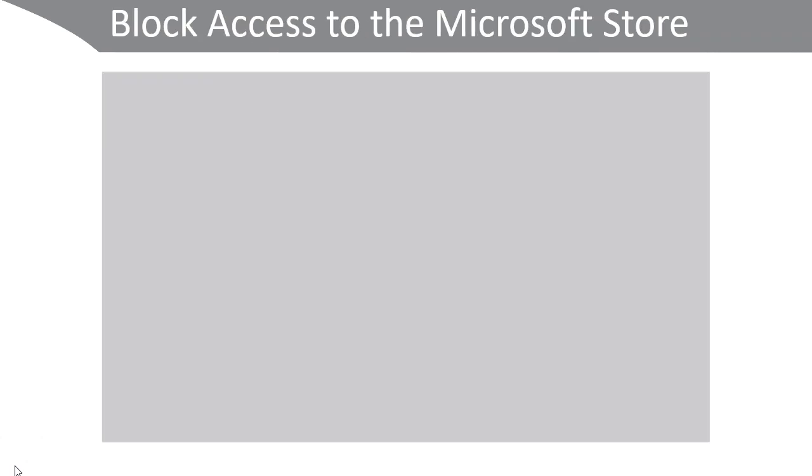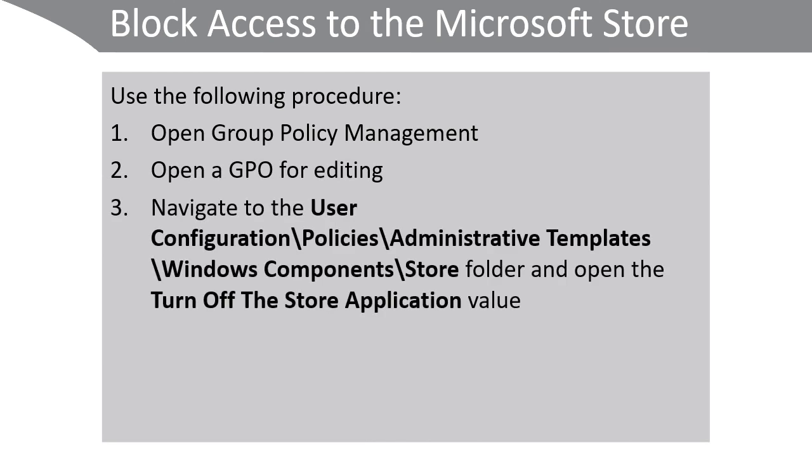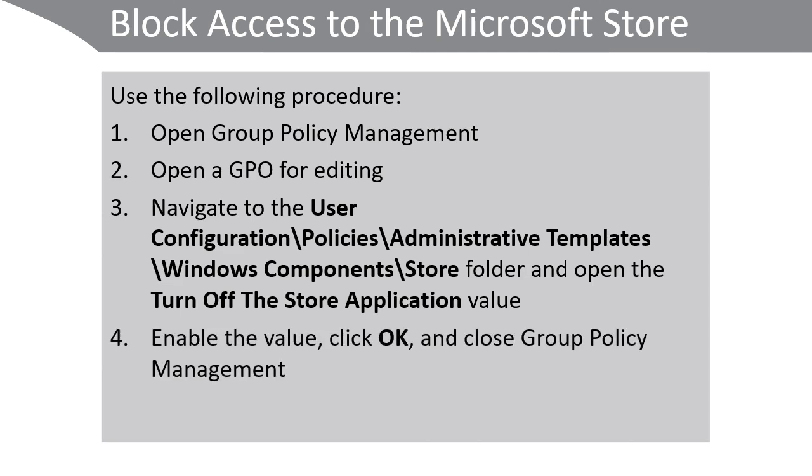Some organizations want to block access to the Microsoft Store. You can do that using the following procedure. On a domain controller, open Group Policy Management, and then open the appropriate group policy object for editing. Navigate to the User Configuration, Policies, Administrative Templates, Windows Components, Store folder, and open the Turn off the Store application value. Enable this value, click OK, and close Group Policy Management.